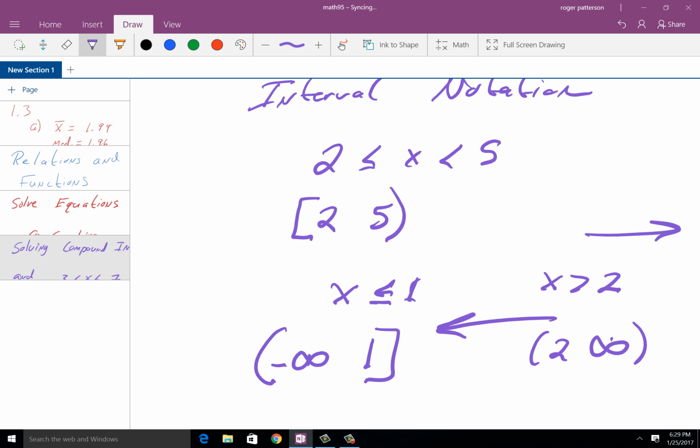That's not a bracket at the end of the parentheses? Right here? Yeah, because it's not equal to it. Oh, okay. So only when it's equal. When it's equal, you have a bracket. When it's not, you go with a parenthesis because it doesn't contain the 2.